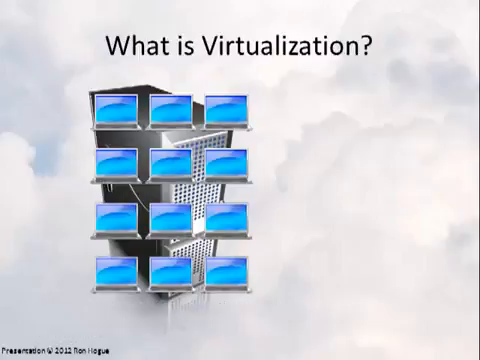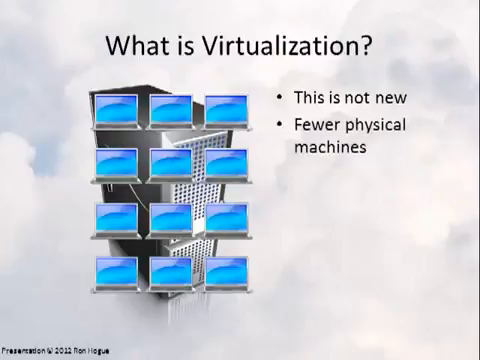Now, this idea of putting multiple machines on one isn't anything new. We've been doing this for decades with mainframes and dumb terminals. Virtualization allows us to have fewer physical machines. In the example I show here, we have one server that replaces 12 physical machines. With fewer physical machines to purchase, I've now lowered my capital expenditures. Instead of having to buy 12 machines, I only had to buy one.